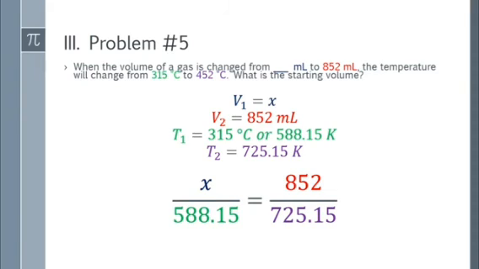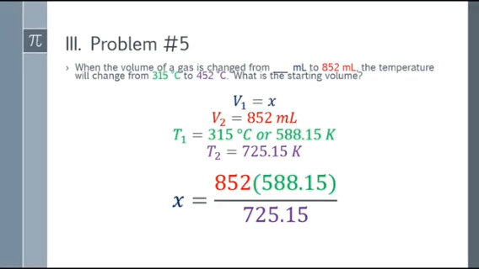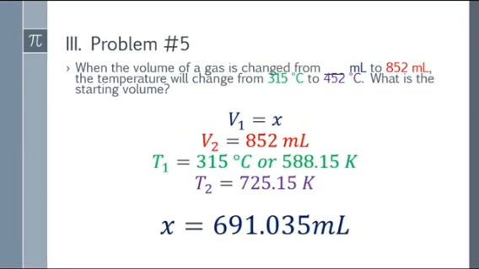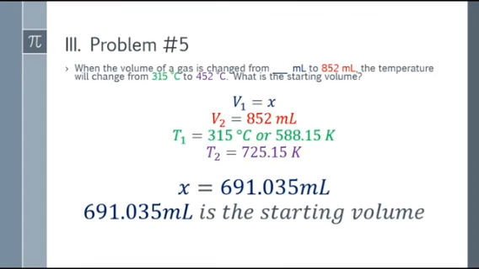So, we have x divide mo ng 588.15 is equal to 852 over 725.15. Ngayon, i-multiply mo na siya or cross-multiply. X is equal to 852. Multiply mo siya sa 588.15. At yung sagot niyan, divide mo ng 725.15 and you will get an answer of 691.035 ml. And that is the final answer. Ito yung starting volume natin, 691.035 ml.